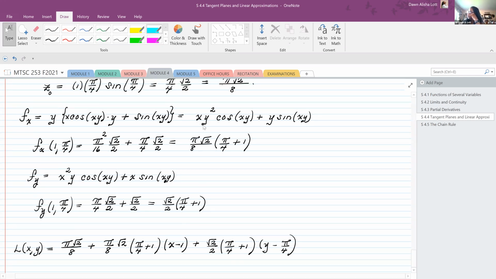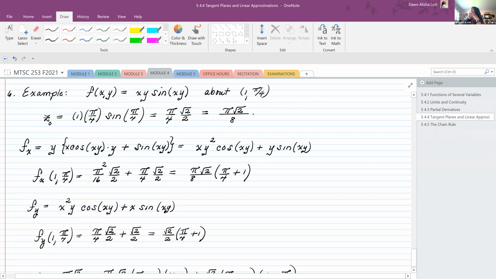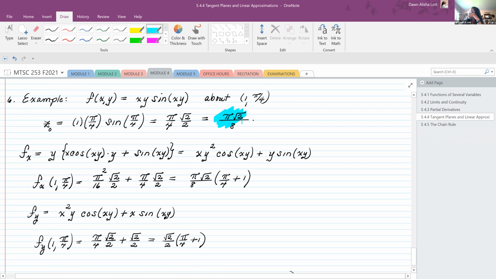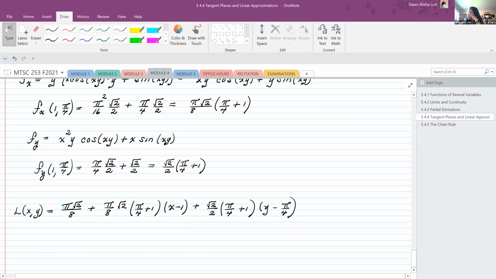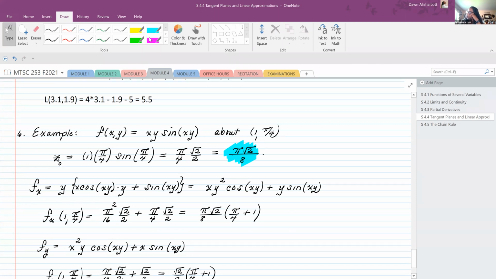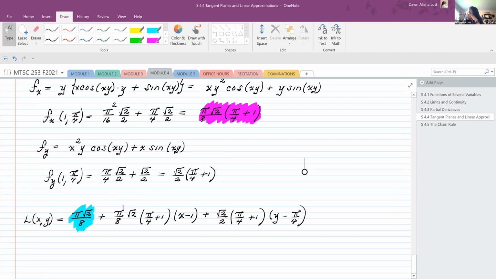Okay, we got this for z naught, so that's what goes in here. And we got f sub x, we got this, so that's what goes in there. And then we got f sub y, and that's what goes in there. Okay, that's it.